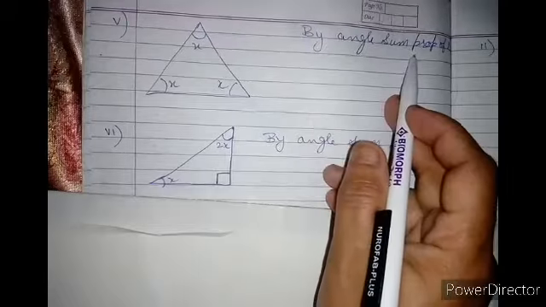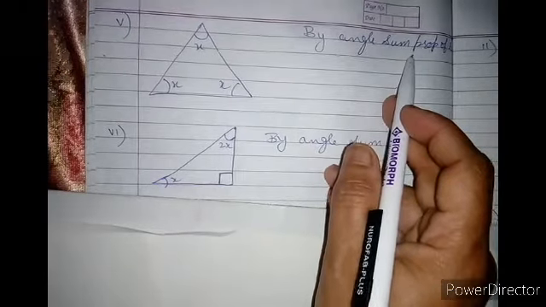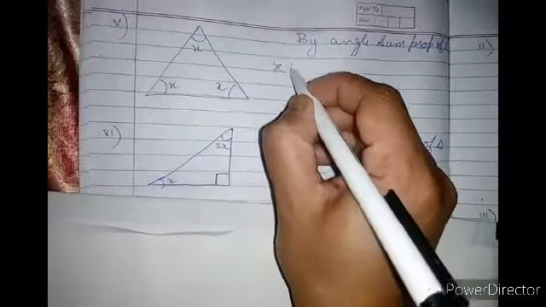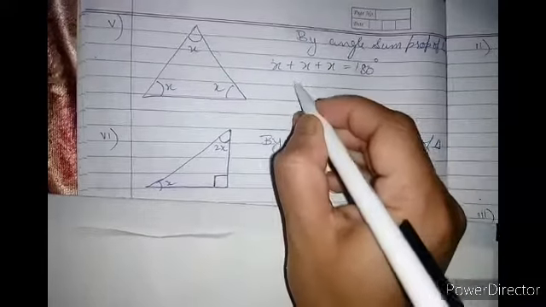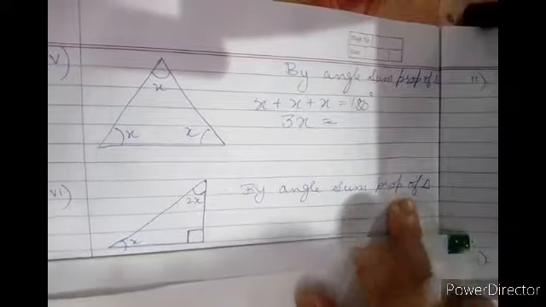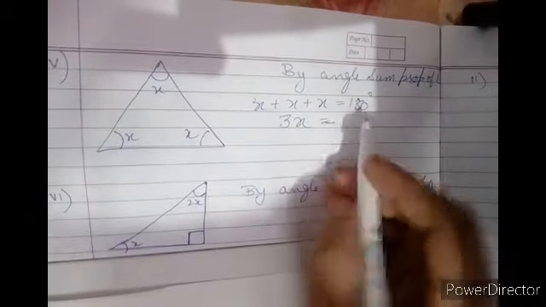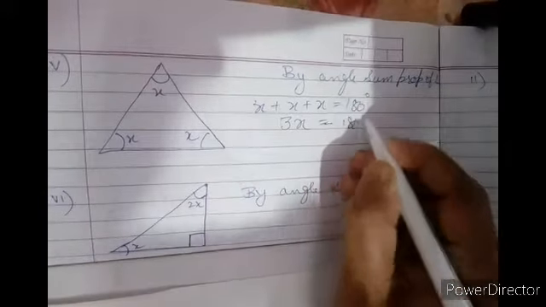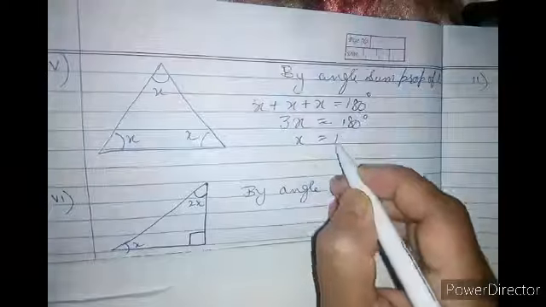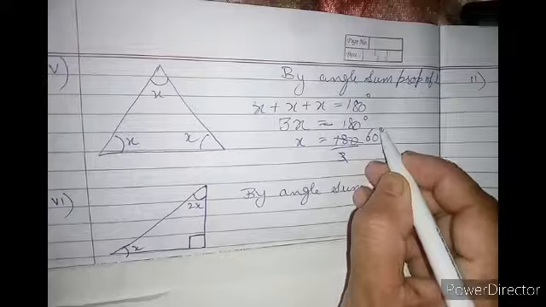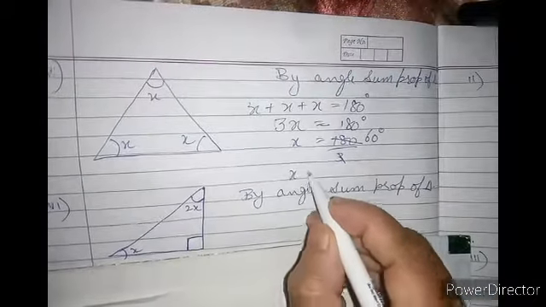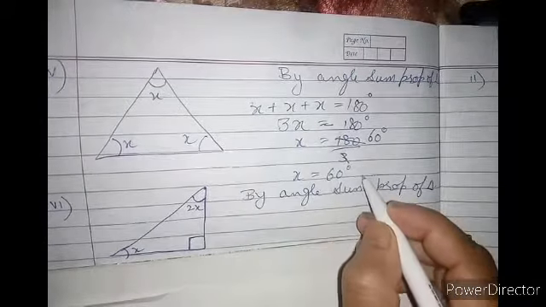Again by angle sum property of triangle you will write x plus x plus x is 180 degree. Now 3x is equal to 180 degree. So x is equal to 180 by 3. On reducing we will get that each angle is of 60 degree.